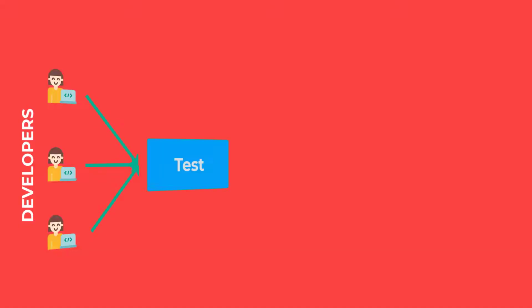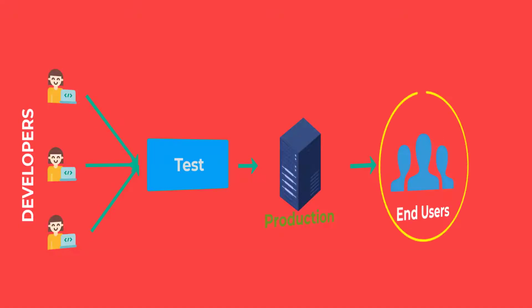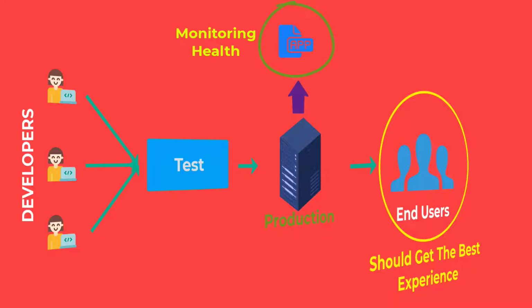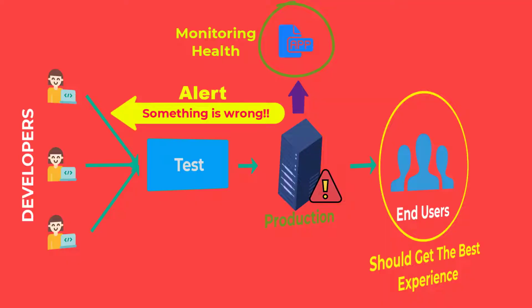After deployment of an application in production environment, our main concern becomes to provide the best experience to the end user. And for that, monitoring the application health is an important aspect. We always want to ensure that, if something goes wrong with the server or application health, we should get an alert before it affects the end user.